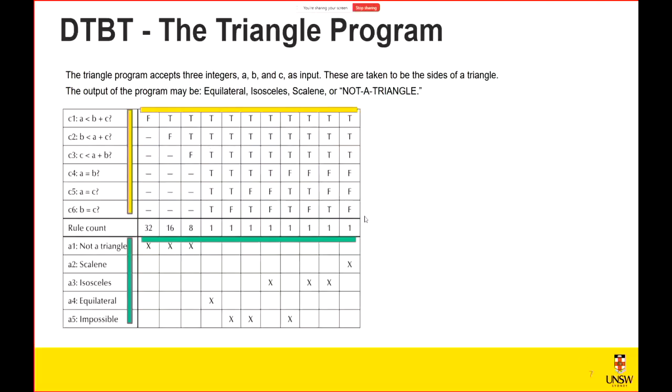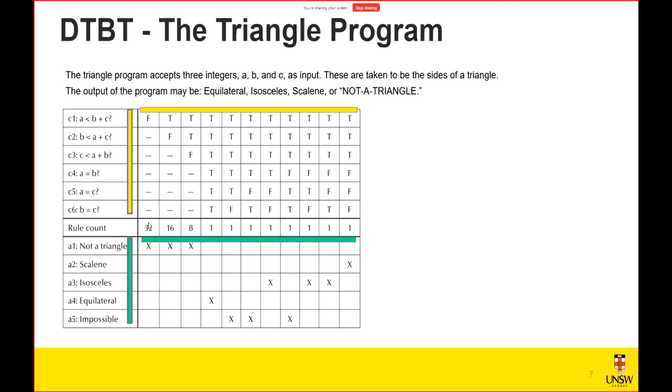Now let's consider the test cases we could have from this decision table. Do you still remember why each row count is like this, represented by each column here?